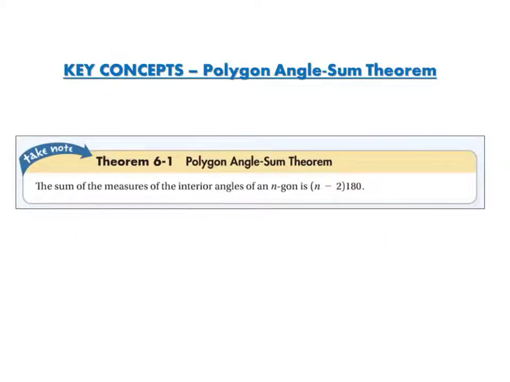That leads us to our polygon angle sum theorem, which states the sum of the measure of the interior angles of any polygon is to take the number of sides minus 2 and multiply it by 180. Because if you take the number of sides minus 2, that tells us how many triangles there are, and every triangle is 180 degrees. That tells us the total number of degrees inside any polygon.